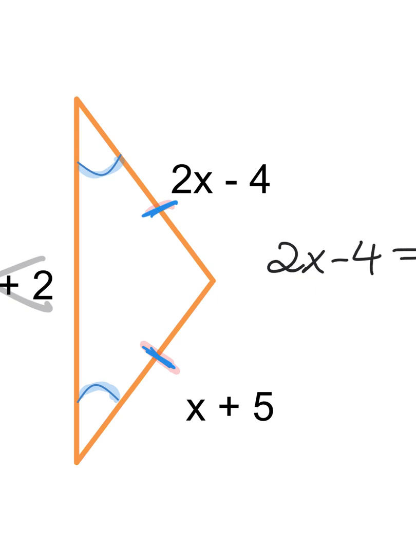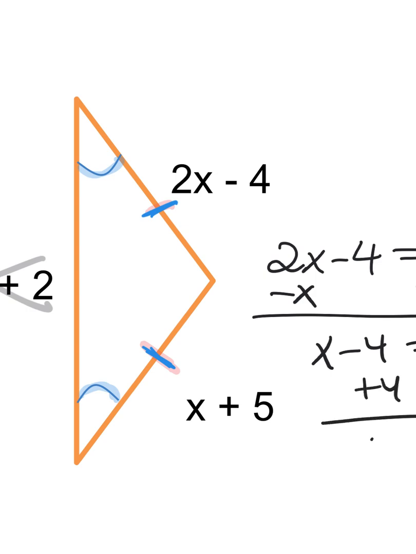I'm going to get my x's on the left side by subtracting this x, and then I'm going to add the 4 to get the constant to the other side, and x equals 9. All they asked for was the value of x. If they ask you to find the length of each side, then I would have had to plug it back in.